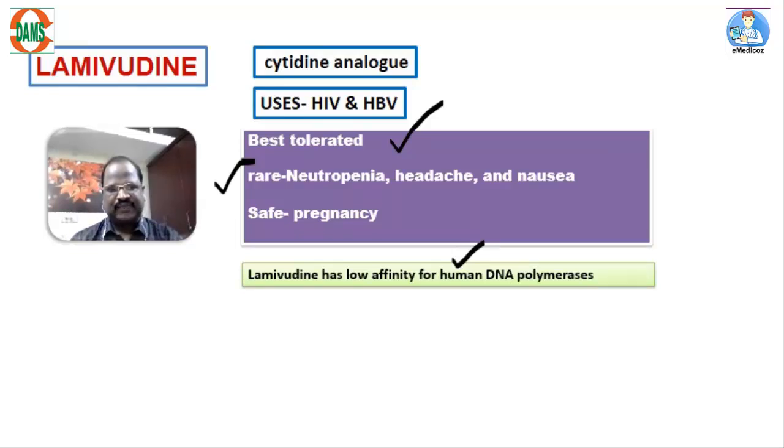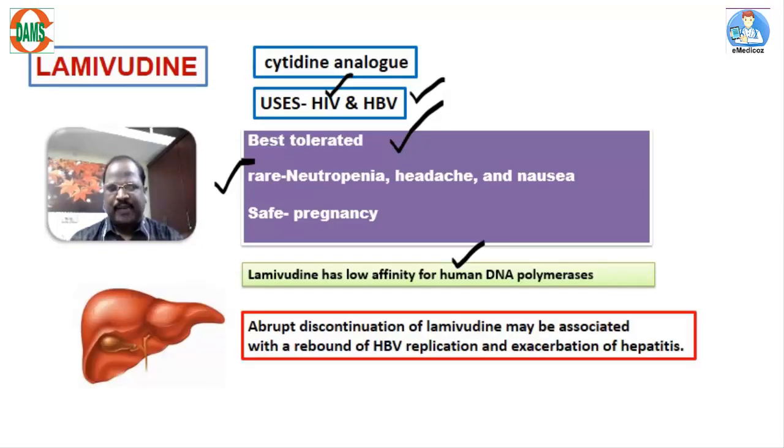lipodystrophy or lactic acidosis. But one very important point: Lamivudine is useful for HIV and also has a role in hepatitis B virus. That means what? If you are treating an HIV patient with Lamivudine, and the patient has a latent hepatitis B virus infection, abrupt discontinuation of Lamivudine may cause a rebound activation of hepatitis B virus replication and exacerbation of hepatitis. So remember, doctor, on abrupt withdrawal of Lamivudine in a patient who has mild hepatitis B virus, it may get reactivated. You should have this point in your mind. So Lamivudine is in general the best tolerated NRTI.